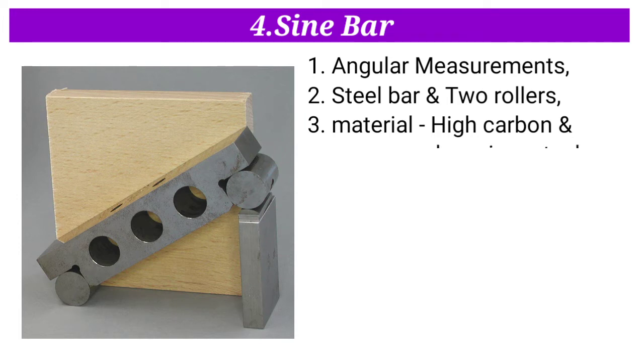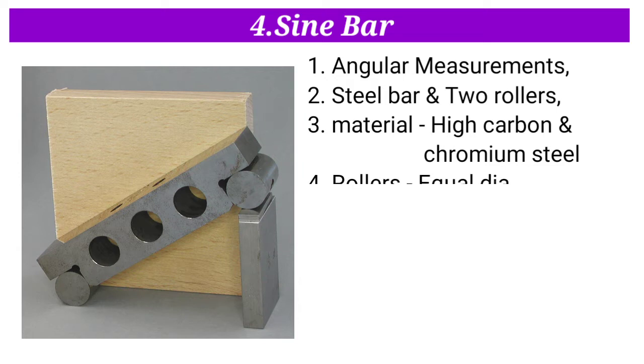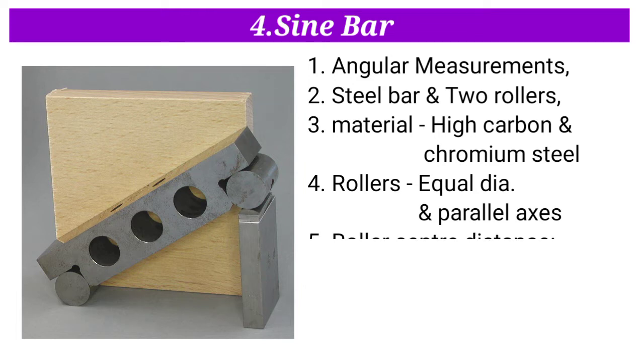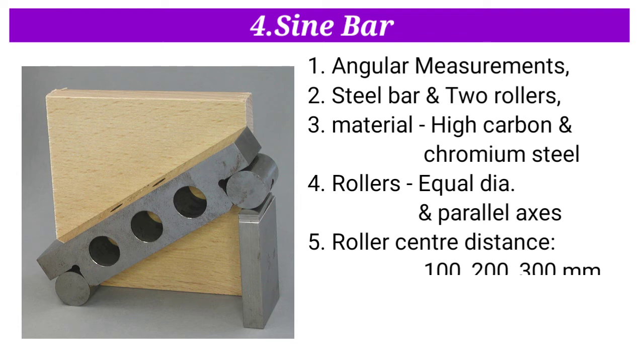Sine bar consists of a steel bar and two rollers. The sine bar is made of a high carbon, high chromium corrosion resistant steel, suitably hardened, precision ground and stabilized. The rollers are of accurate and equal diameters. They are attached to a bar at each end. The axes of these rollers are parallel to each other and also to the upper surface of the bar.